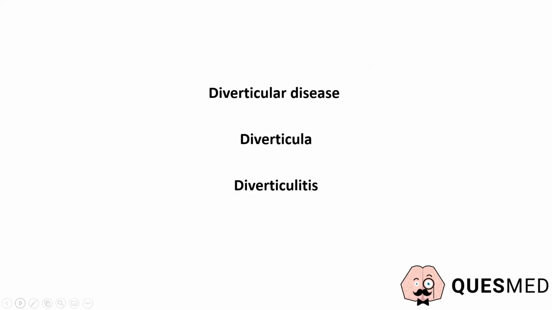So it's quite important to understand the differences between diverticular disease, diverticula, and diverticulitis. So diverticular disease simply describes the clinical condition resulting from the presence of diverticula. Diverticula are outpouchings of the mucosa and submucosa, and they typically affect the sigmoid colon. Diverticulitis is when you have inflammation of these diverticula.